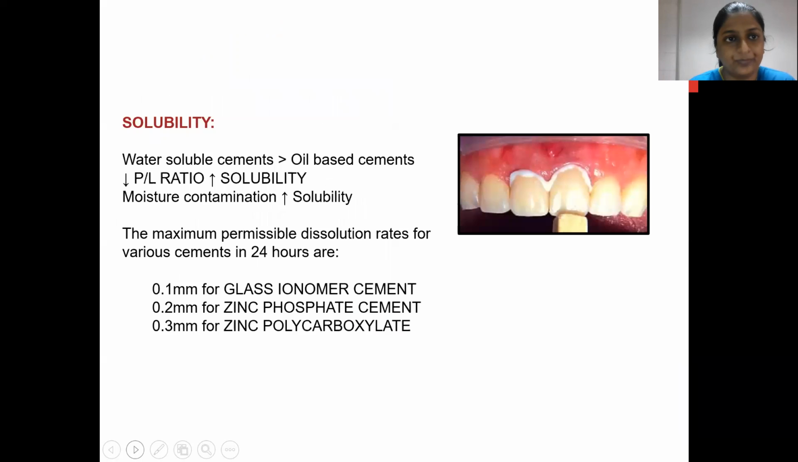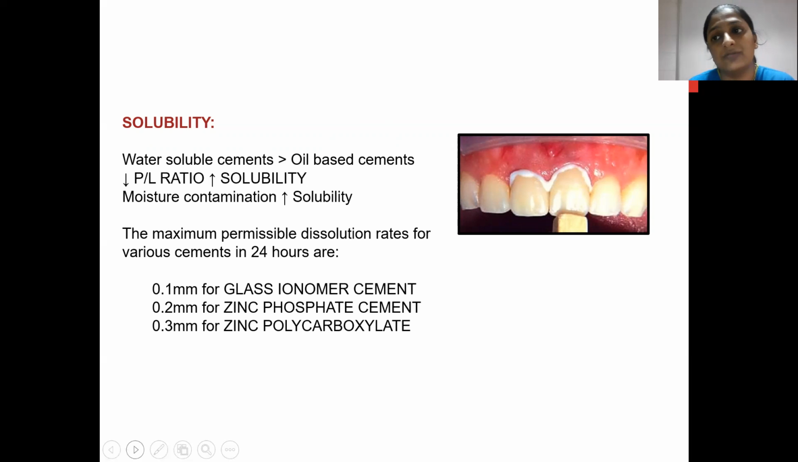So another point is solubility. We are doing all this in the cavity, so obviously there's saliva present. The problem with saliva is that when it comes in contact with these cements, it may lead to dissolution. So what we would suggest is to use a cement which has less solubility. In that also we have first seen the classification, right? Water-based cements are seen to be more soluble than an oil-based cement.